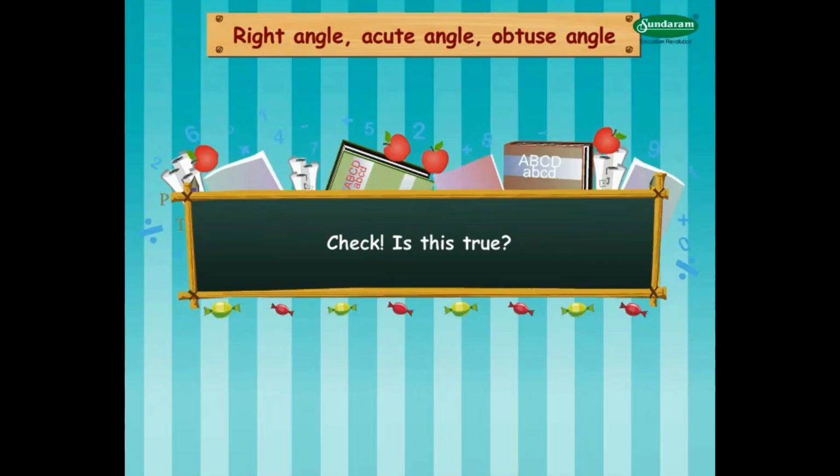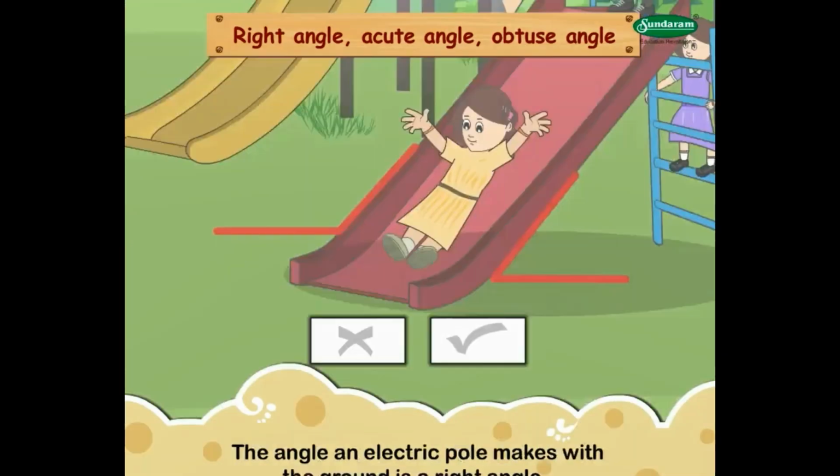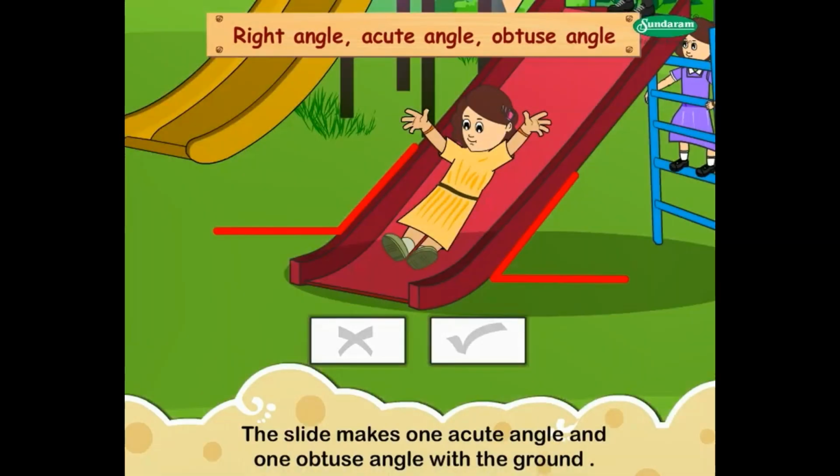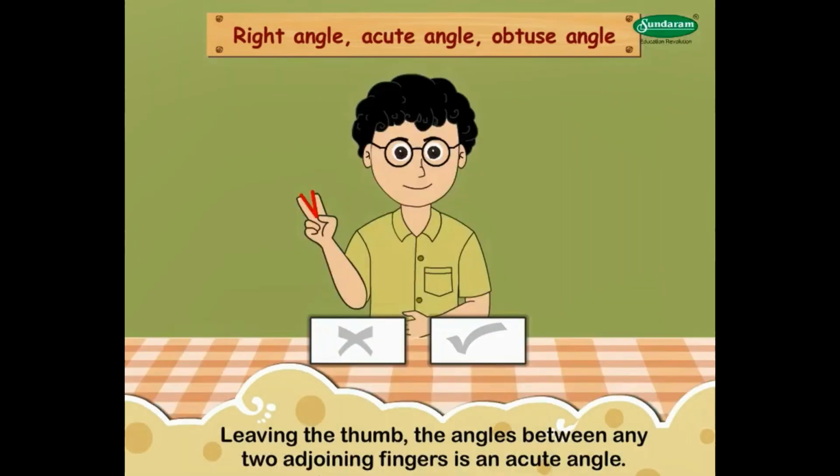Look at these examples and check, is this true? The angle an electric pole makes with the ground is a right angle. The slide makes one acute angle and one obtuse angle with the ground. The ladder makes one acute angle and one obtuse angle with the wall. Leaving the thumb, the angles between any two adjoining fingers is an acute angle.